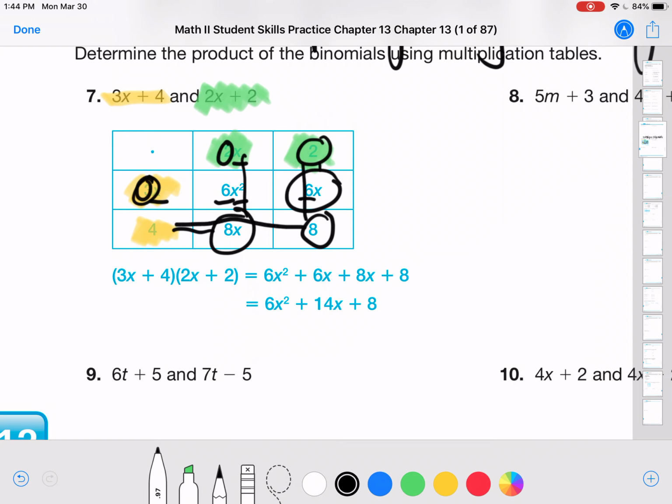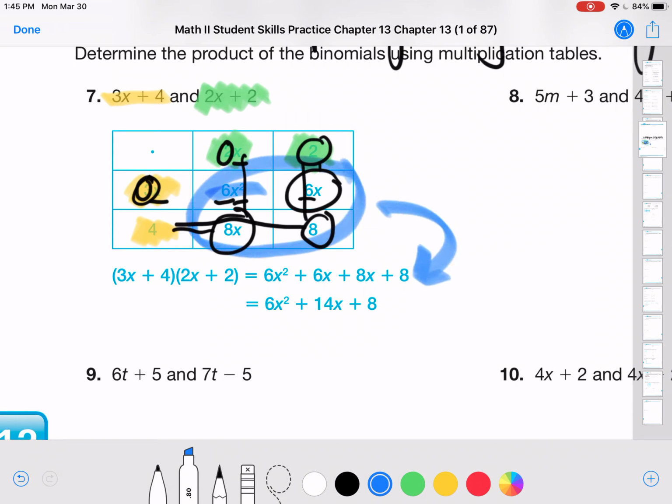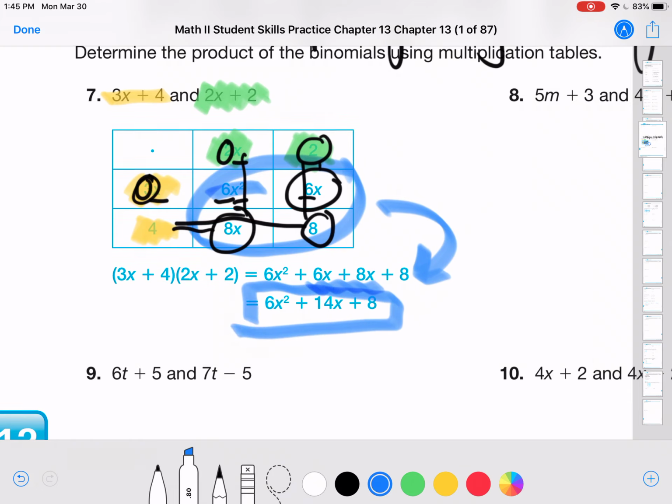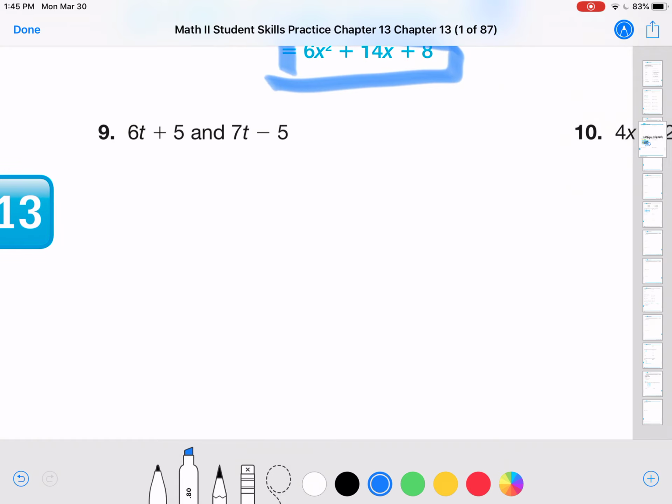Okay. And then they combined like terms. Actually, I'm sorry. They rewrote everything in order from largest degree to smallest. And then they combined like terms. They were able to combine these two. Okay, so the answer is this here. All right, let's try number 9.